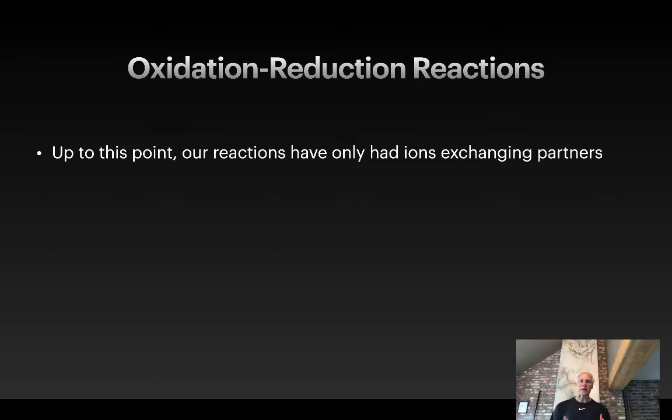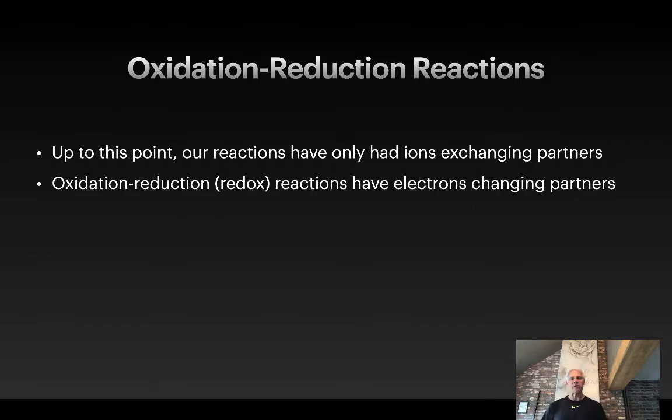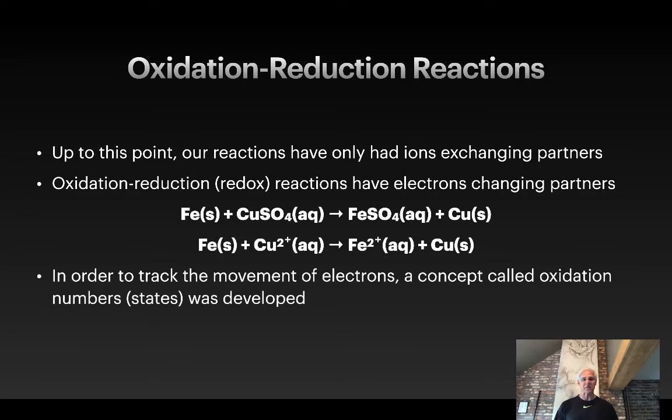So if you go back and look at all of the reactions we've done so far, really the only type of reactions that we've had has been where our reactions have had ions exchanging partners. When you're doing oxidation reduction or redox reactions, instead of ions changing places, you have electrons moving from ion to ion, atom to atom. It just depends on what species are present.